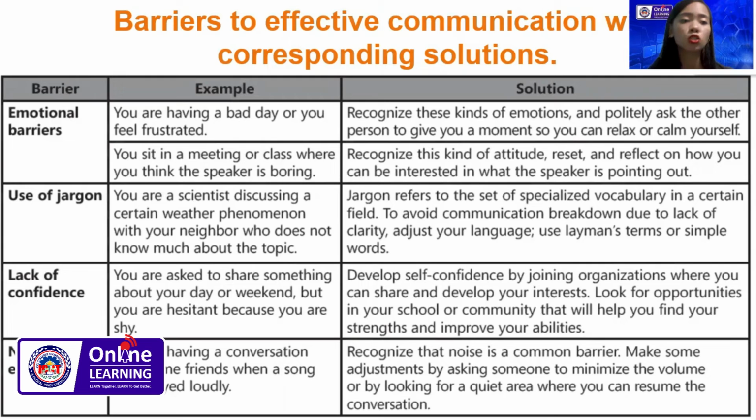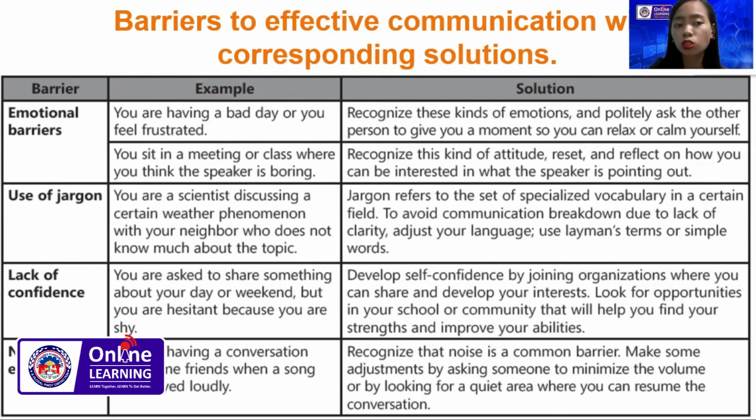So of course, when it comes to emotional barriers, this talks about the emotion of the person who's trying to communicate. Okay. So for an instance, you are having a bad day or you feel frustrated. So the solution is, okay, recognize these kinds of emotions and politely ask the other person to give you a moment so you can relax or calm yourself. So actually, aside from knowing what are the barriers to effective communication that we have here, we must also come up with a corresponding solution.